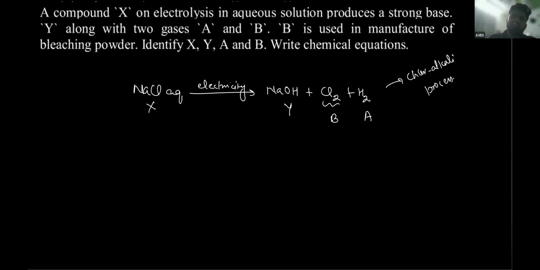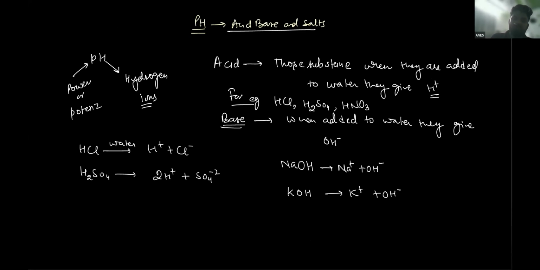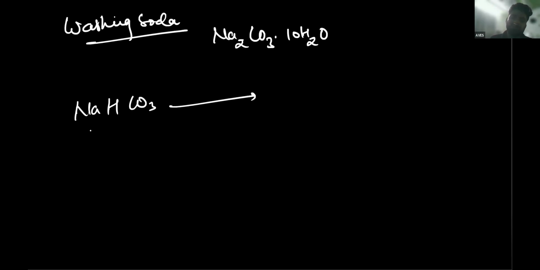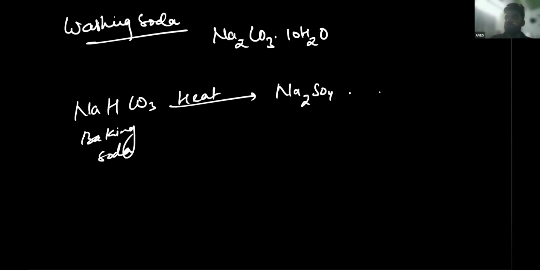Now the another type of salt, let me explain it. That is washing soda. Washing soda is sodium carbonate dot 10H2O. How can it be prepared? By heating sodium hydrogen carbonate, which is baking soda. When you heat baking soda, it gives you sodium carbonate plus carbon dioxide plus water.